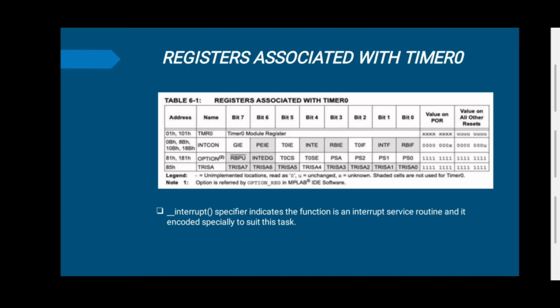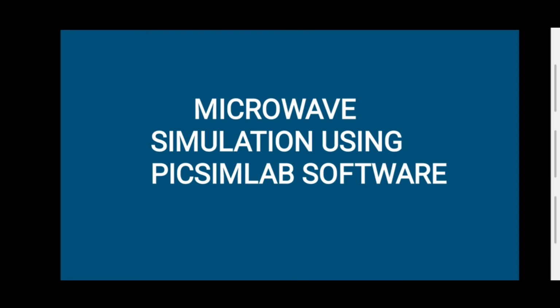The specifier indicates the function is an interrupt service routine and it is coded specifically to serve the task. We have learned about the microwave oven and its working.